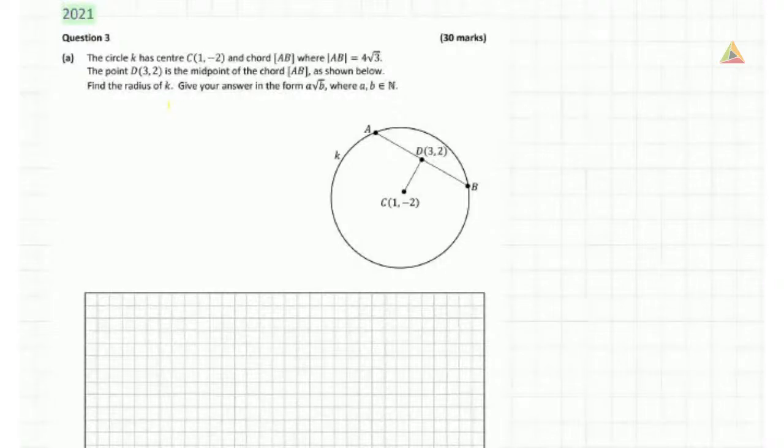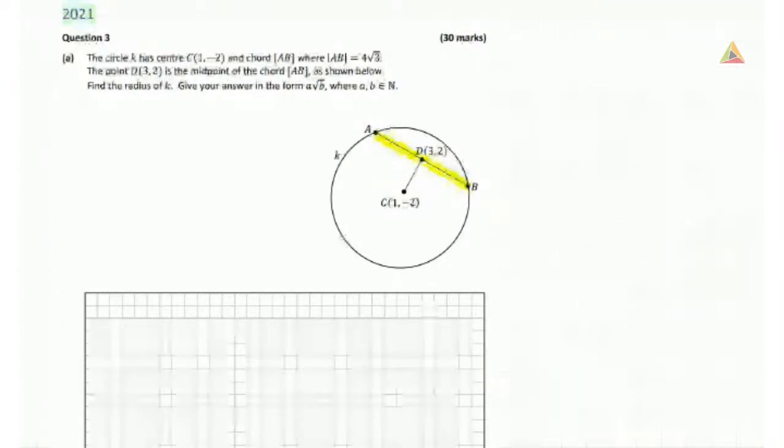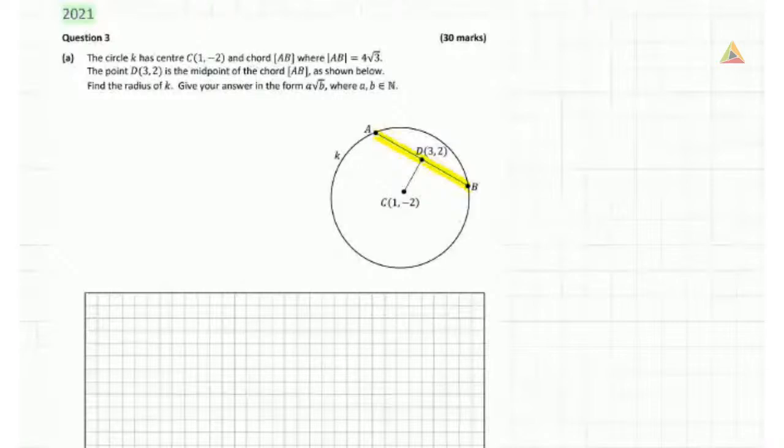So the circle K has center 1, minus 2, and chord AB. As you can see there, the chord is a line that cuts through the circle at 2 points. The distance from A to B is 4 root 3. The point D is the midpoint of the chord as shown below, and we're asked to find the radius of K.